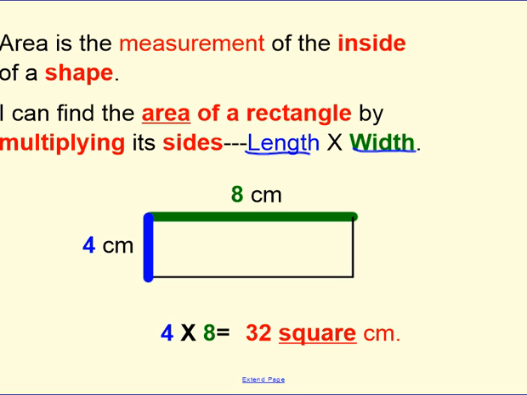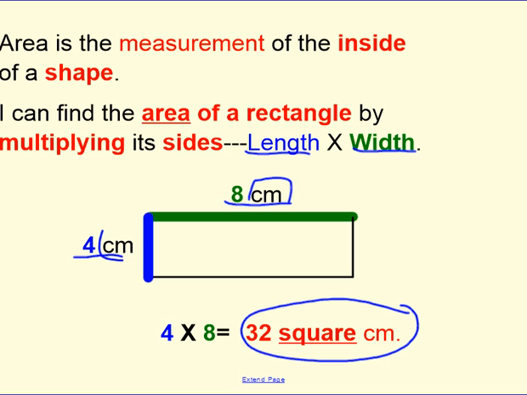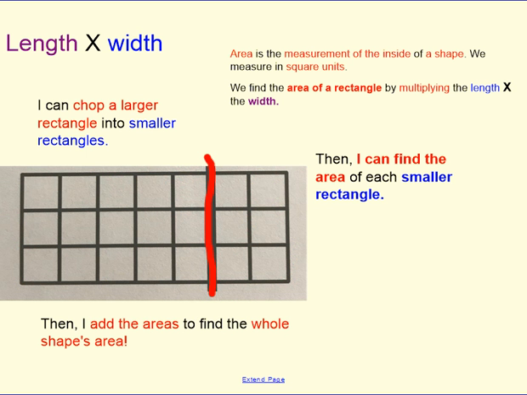So this rectangle, it's a 4 centimeter by an 8 centimeter rectangle. The third graders learned that they will multiply the length times the width, and it equals 32 square centimeters. Always square units. Here we have the unit of measurement, which is centimeters. Therefore, it's square centimeters because it's how many squares can fit inside of the shape. So it's a different label than perimeter.